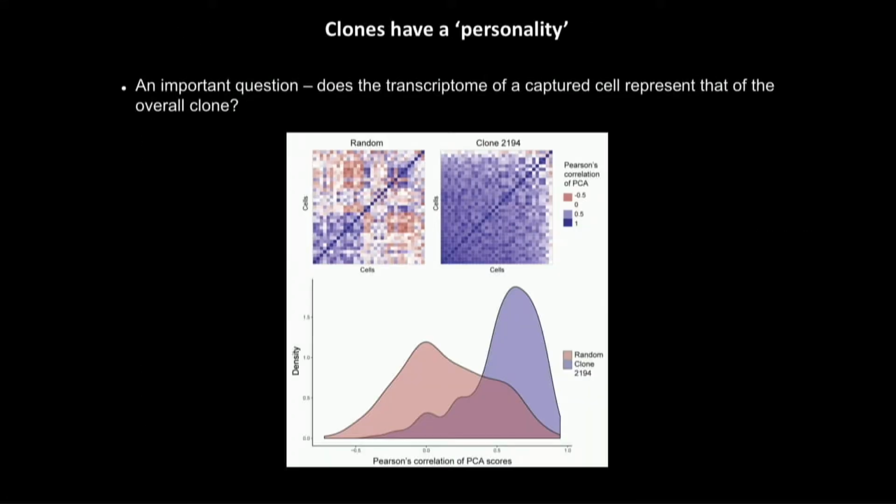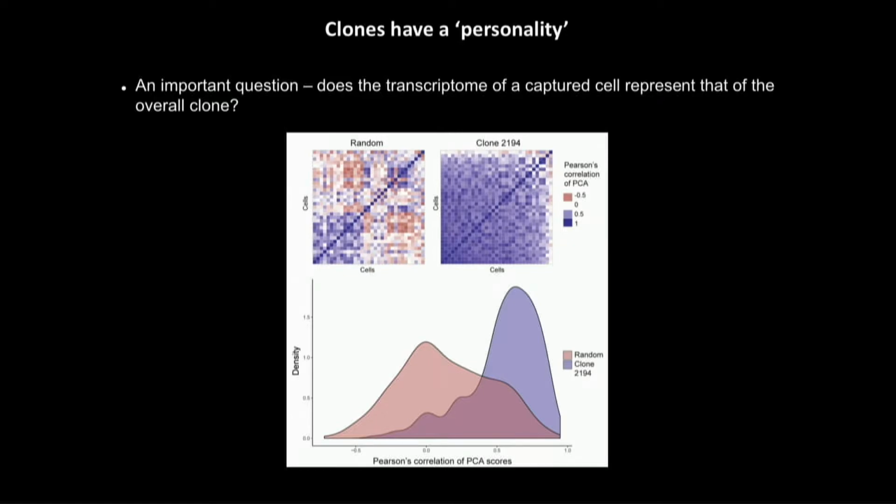Now, a really important question here. This is not a traditional lineage tracing approach where we can monitor the same cell over time. To measure the cell identity, we're having to remove that cell from the pool, and then we're relying on the remaining cells of the clone representing the identity, or having the same identity, as the cell that we're measuring. So we test this by looking at correlation between principal component scores. So we use this as a proxy of cell identity or cell state.